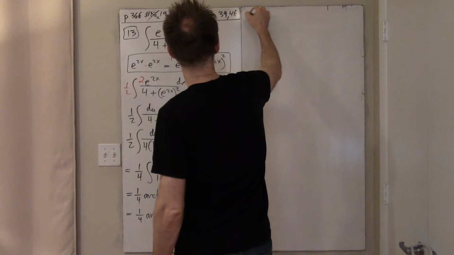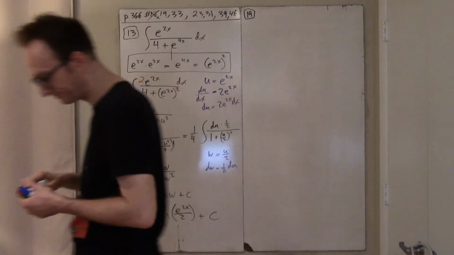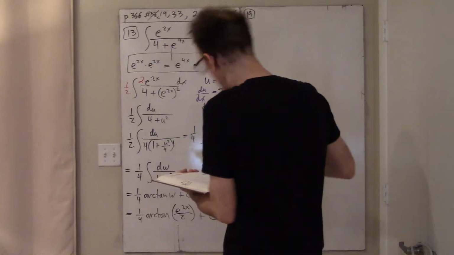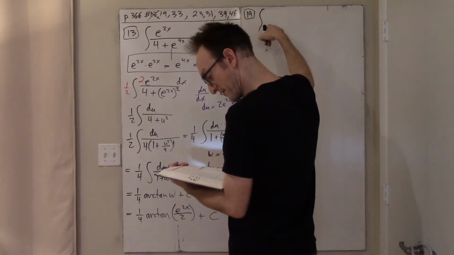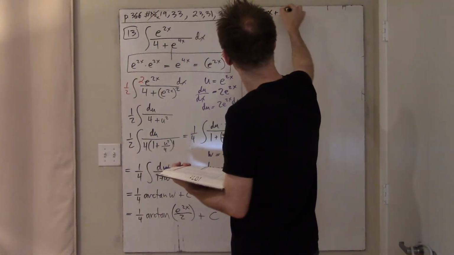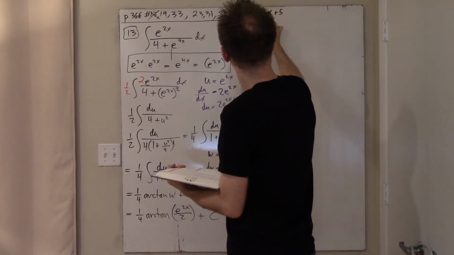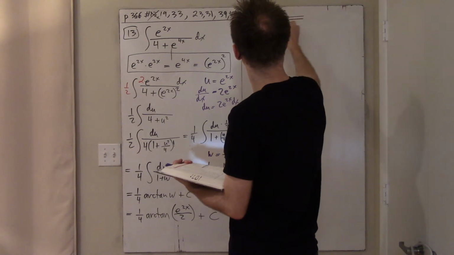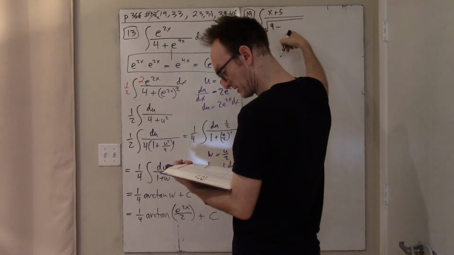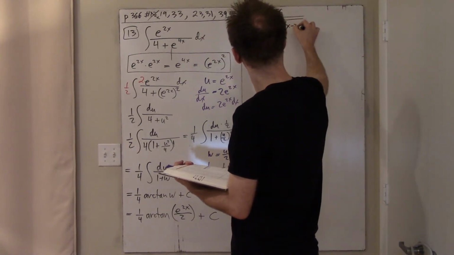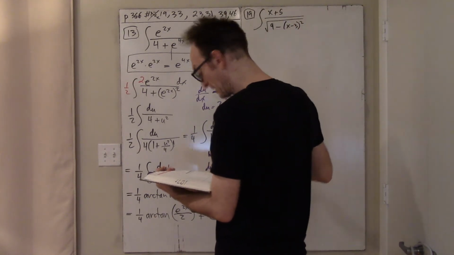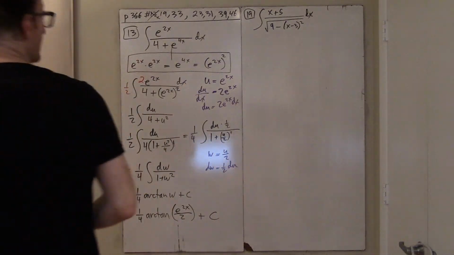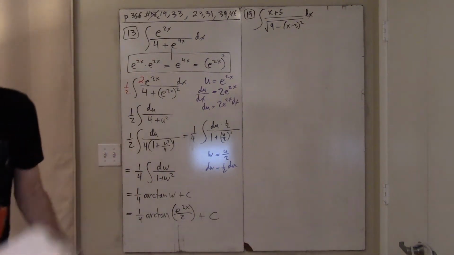Okay, next, 19. Here we go. Antiderivative of x plus 5 over root 9 minus x minus 3 squared, dx. Alright, I think this is the one that's kind of hard. Yeah, I don't know, let's see.